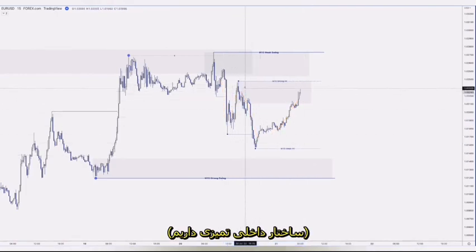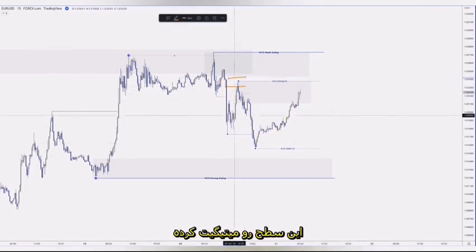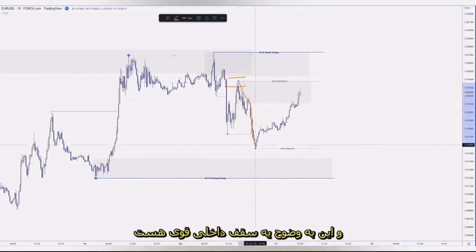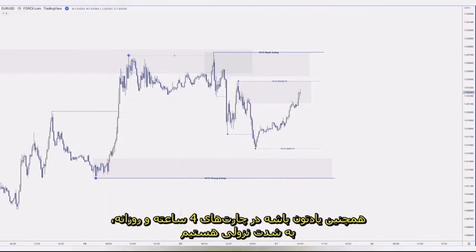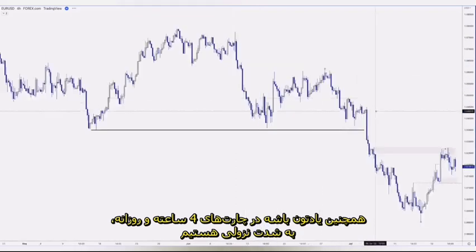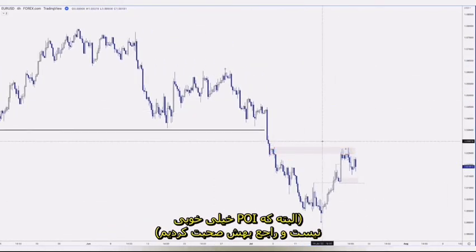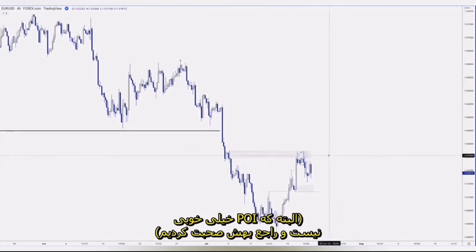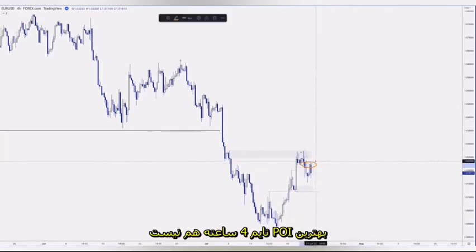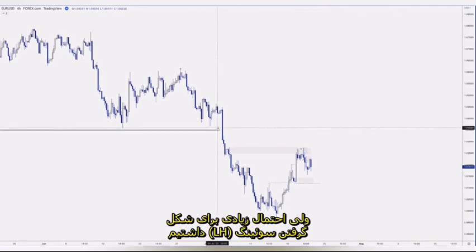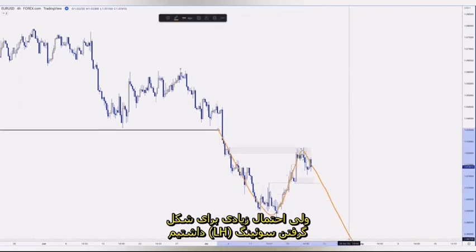Nice, clear, big structure, right? Mitigated this level. It's clearly a strong internal high. Also, bearing in mind, remember on the 4-hour chart and the daily chart, we're heavily, heavily bearish, and we've come off a reasonably well-priced POI. Is it the best POI in the world? No, I've already talked about that. Is this the best 4-hour POI? No. But, ultimately, there's a decent case for a swing lower high to form.